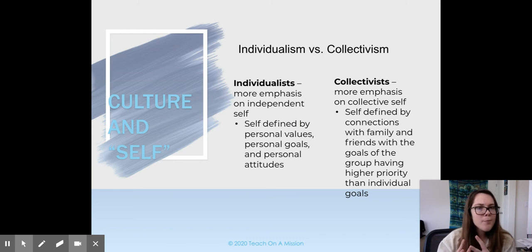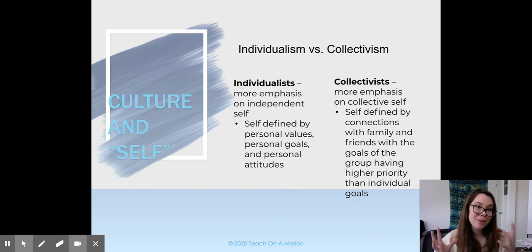Individualists have more emphasis on their independent self. They care only about themselves. Essentially, if it's not at their doorstep, they don't care about it. It's all about them. Individualists are very independent. They make their own standards. If you're an individualist, you are in it for yourself, and you are the center of it, right? So that's an individualistic culture. And I'm calling it culture first for a reason.